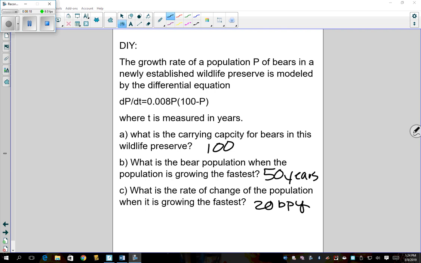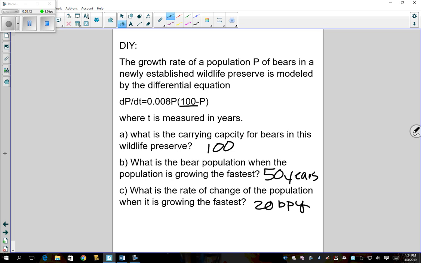So the answer for A is 100. That's pretty easy. We get that straight away from our equation. And then part B should be 50 years. The population is growing fastest at 50 years. And then C, the rate of change is 20 bears per year at that 50-year mark. And so I want to go through the last two a little bit.